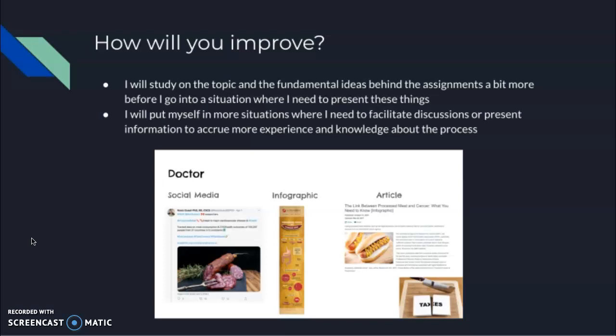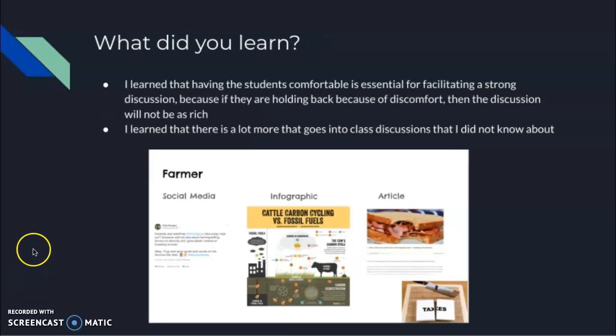And I'll put myself in more situations where I need to facilitate discussions or present information just to accrue more experience and knowledge about the process of doing things like that. Basically just presenting more things and putting myself in places where I have to lead a group of people to an idea, or just lead a discussion in general. And I think doing that more will give me better experience and intuition as to what to do when there's pressure on me to perform.